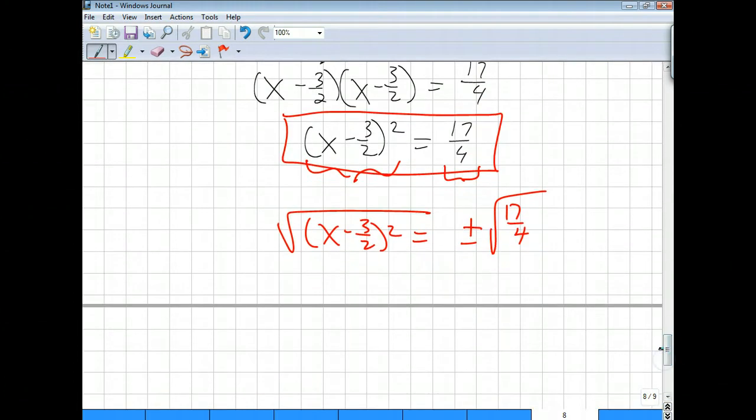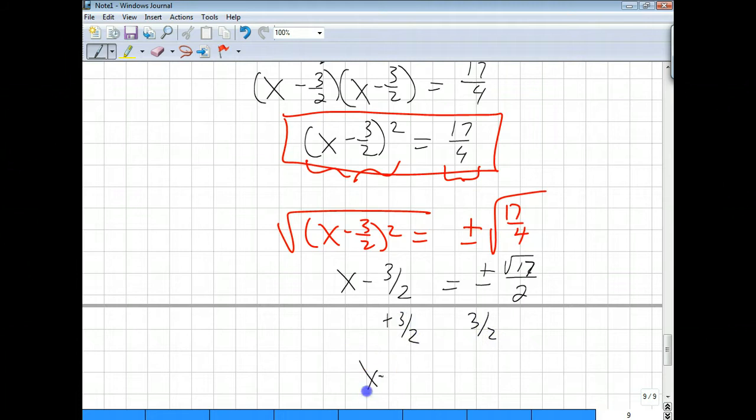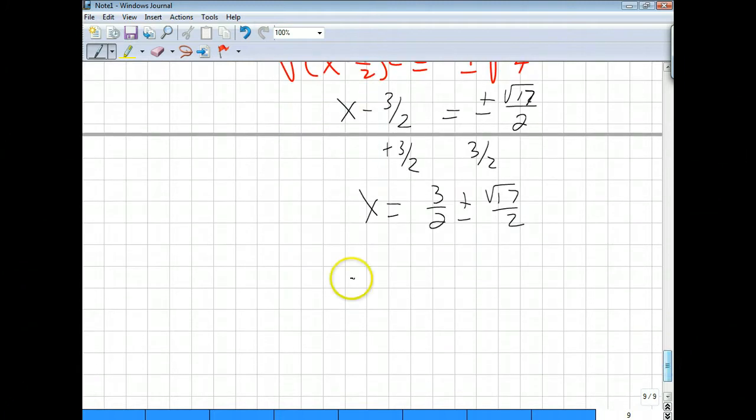Okay, so then that's going to give us x minus 3/2 equals plus or minus the square root of 17 over 2. Add 3/2 to both sides. So x equals 3/2 plus or minus square root of 17/2. So my two solutions are (3 plus square root 17) over 2. That's one of my numbers. And the second one is (3 minus square root of 17) over 2.